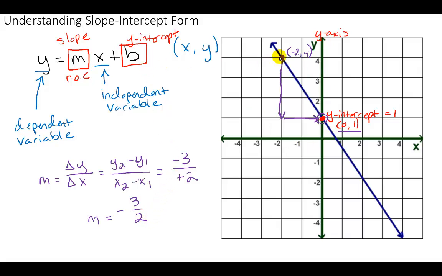So this graph is shown in slope-intercept form as y equals m is -3/2, x plus b, b is 1. Y equals a -3/2 x plus 1 is the equation that will give you this blue line.